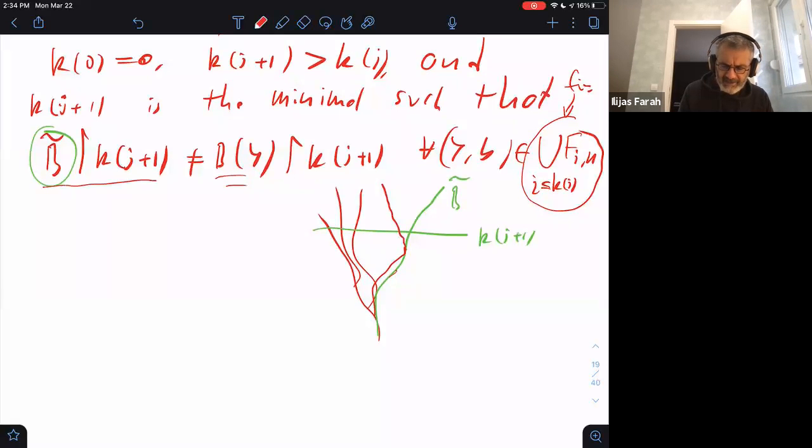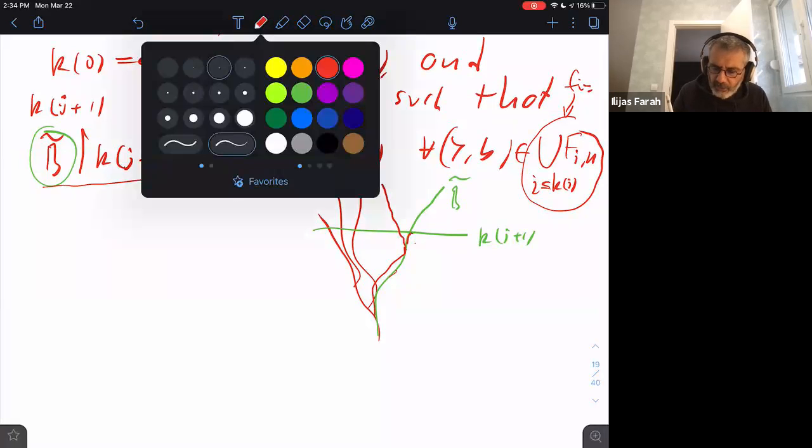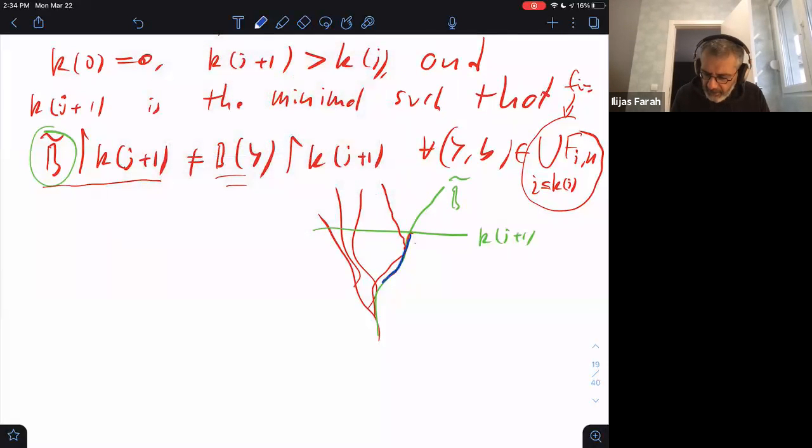I guess it's clear what I mean by this. b restricted to k j plus 1. So if this is k j plus 1, then this node here, maybe I should use a different color yet again. Let's say in blue. This is b tilde restricted to k j plus 1, right? So it is a node of this Cantor tree.